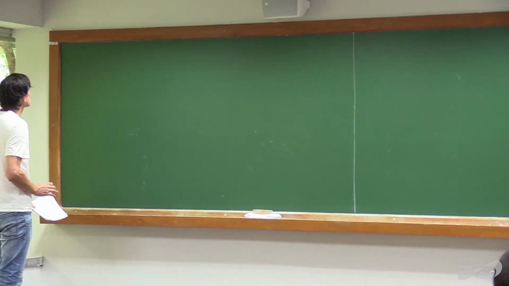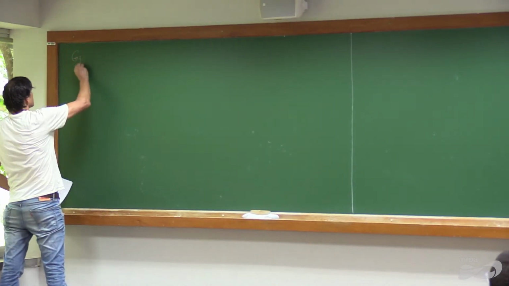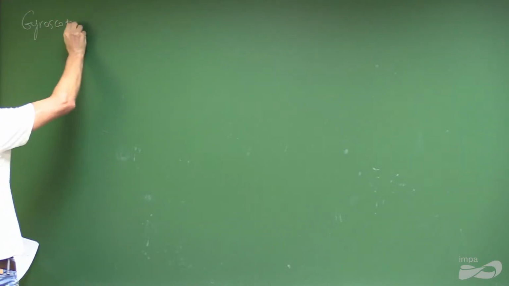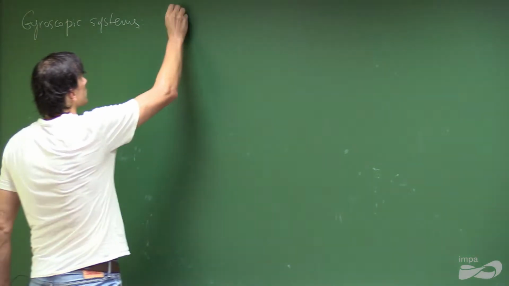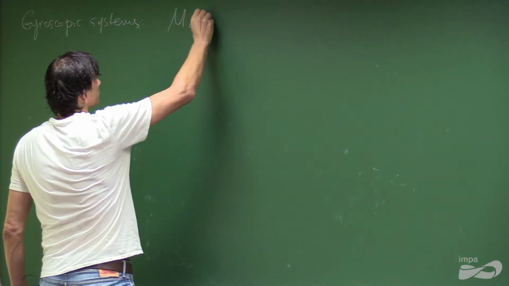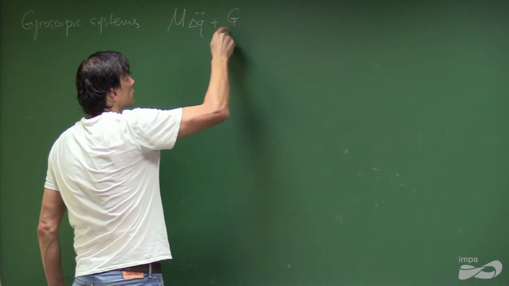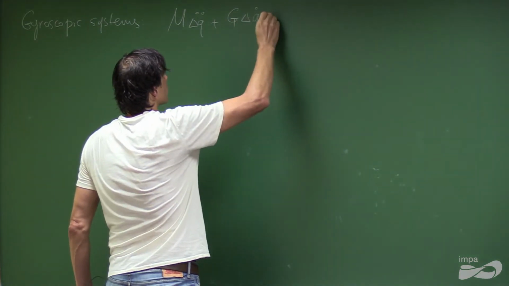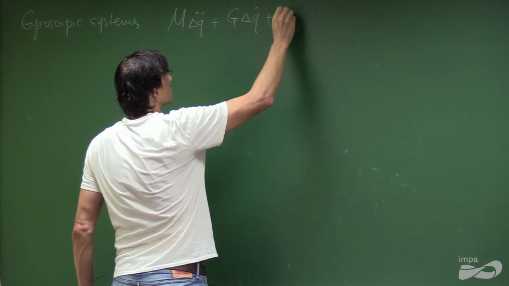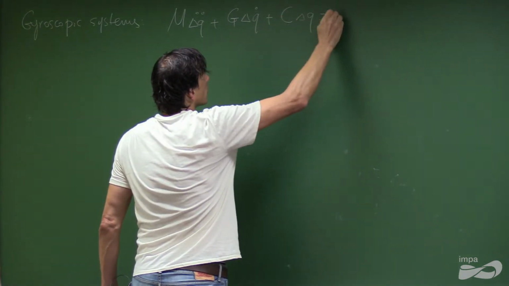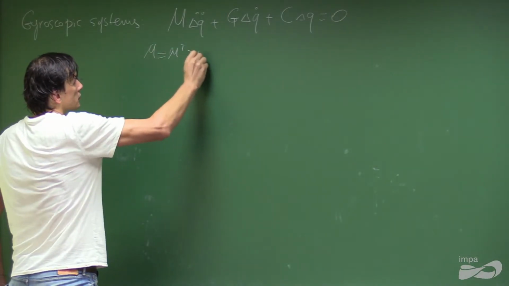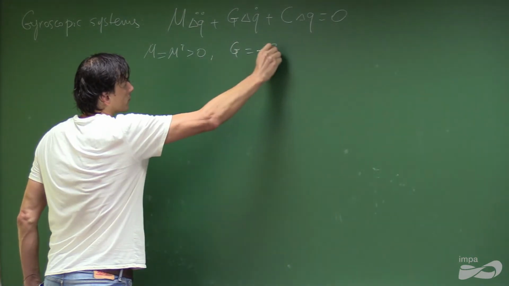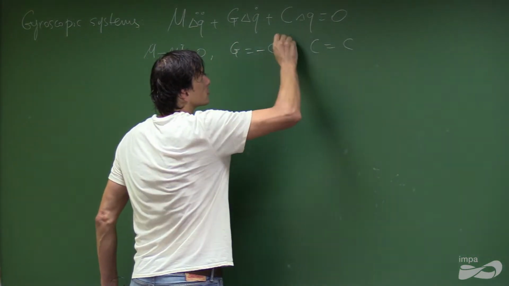Let's recall shortly what we did. We consider gyroscopic systems. This is a system which, in linearized form, takes this structure where G, which before was a dissipation term, is now a gyroscopic term. The mass matrix is still symmetric, but G is an anti-symmetric term. C is still symmetric.